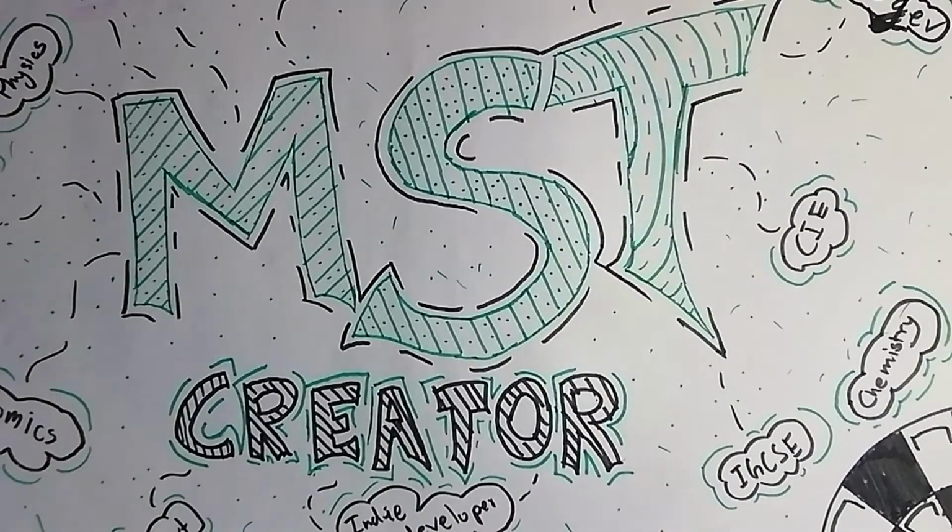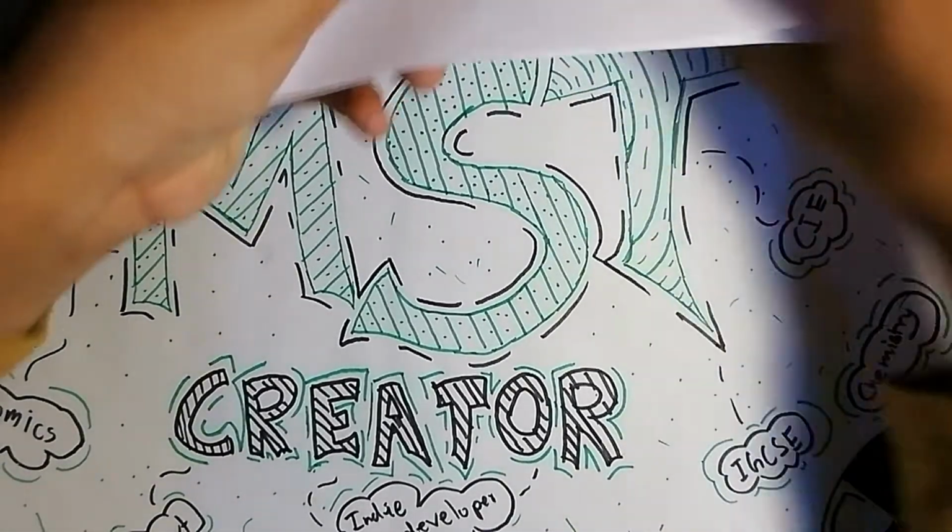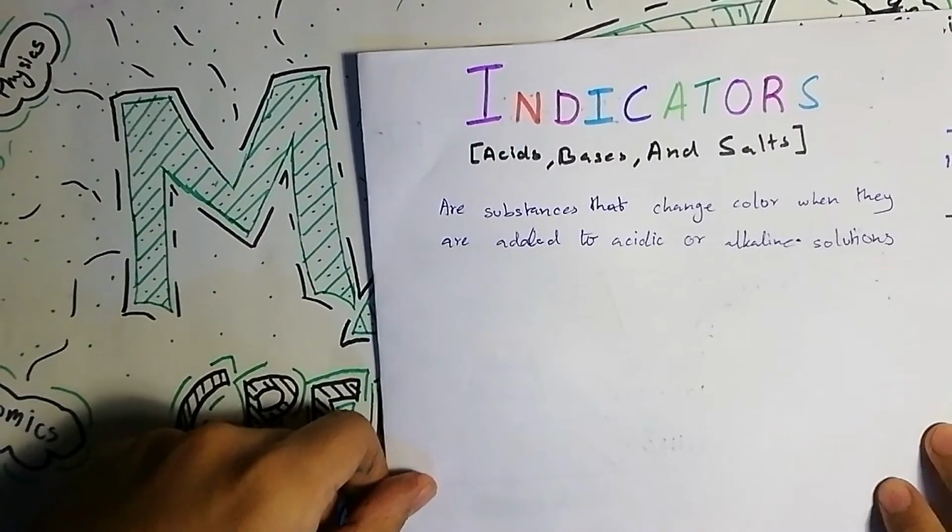So today we're going to be talking about chemistry, more specifically acids, bases, and salts, and more specifically indicators. It will be a bit of a series because there are a couple of topics in it, and I don't want to make a 1 hour video explaining it. So we're going to do it in pieces. Today we're going to be talking about indicators. Bring the paper out. There we go. We have indicators.